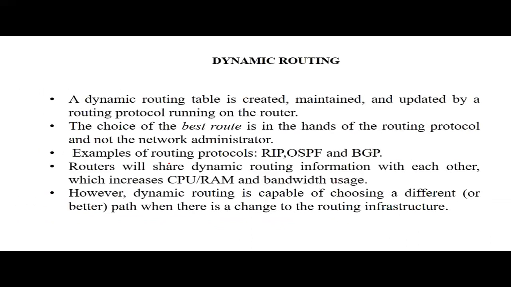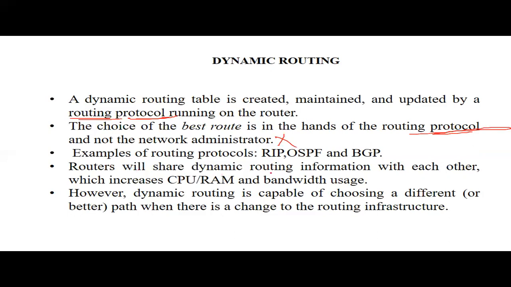Now what happens in dynamic routing? A dynamic routing table is created, maintained, and updated by a routing protocol running on the router. The choice of the best route is in the hands of this protocol, not the network administrator. What are the examples of different routing protocols which we will be studying? We will be studying RIP, which is the Routing Information Protocol. Then we have OSPF, Open Shortest Path First, and Border Gateway Protocol.